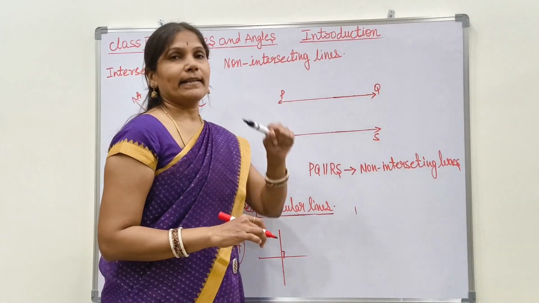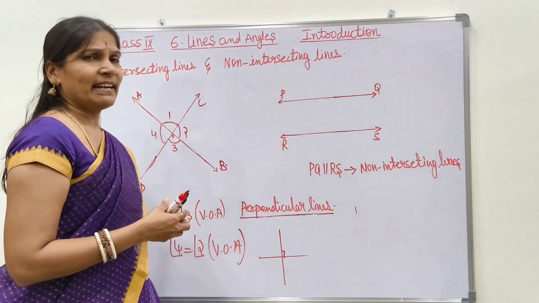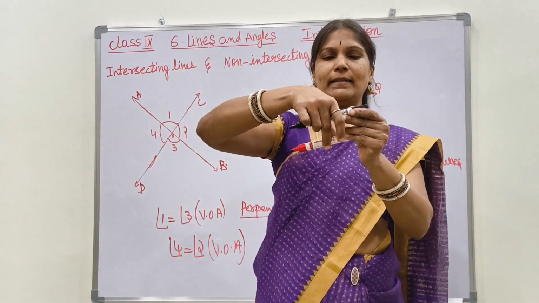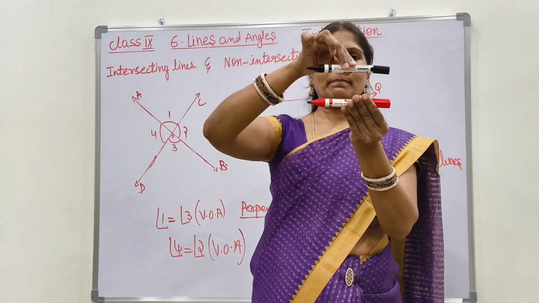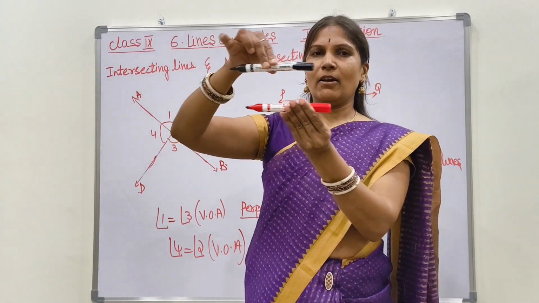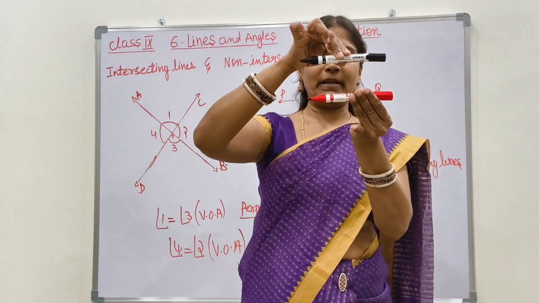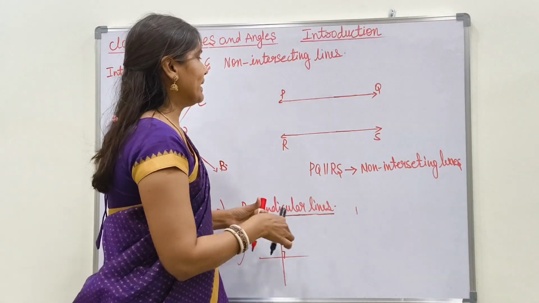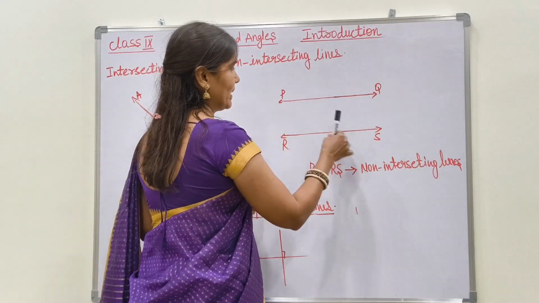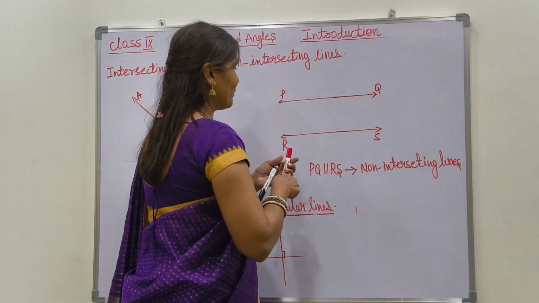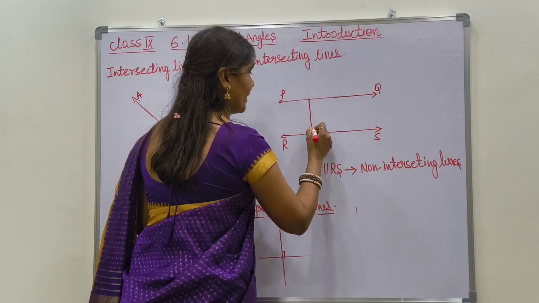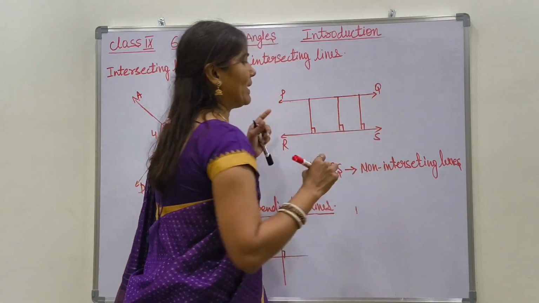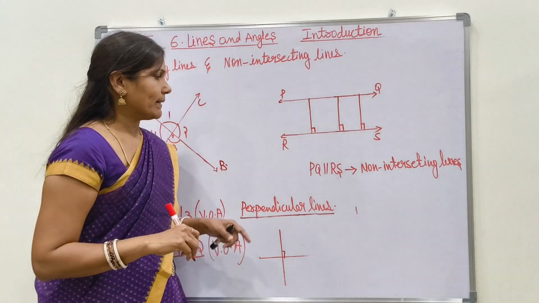Next, non-intersecting lines. Non-intersecting means they can't meet anywhere. So now we will take parallel lines. See, what lines are these two? Parallel lines. They don't meet anywhere. However much extended, they can't meet anywhere. So parallel lines are called non-intersecting lines. Here the distance should be the same. See here, this distance, every time it should be the same in parallel lines. So parallel lines are called non-intersecting lines.